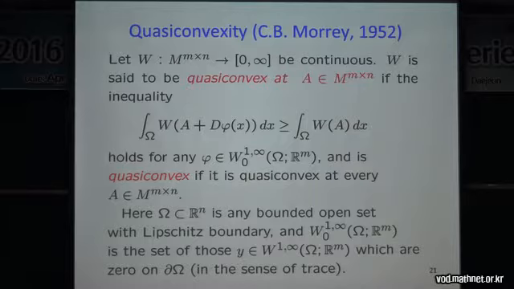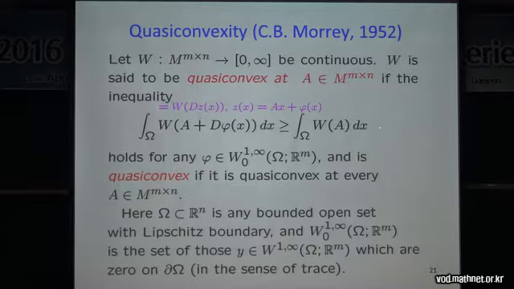Well, that's not a very nice definition when you look at it the first time, or even the 100th time. A plus the gradient of phi of x is the gradient of this map z, Ax plus phi of x. So what it says is it's a kind of Jensen's inequality for gradients. If you seek to minimize the integral of W of Dz of x, subject to z being Ax on the boundary, then a minimizer is given by the linear boundary data z identically equal to Ax, because that's what you've got on the right-hand side. Okay.